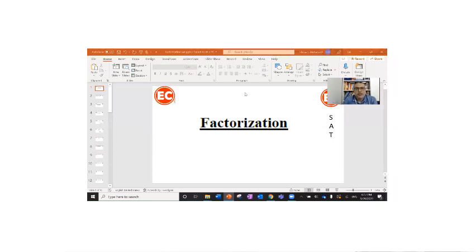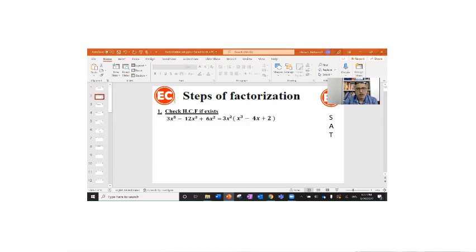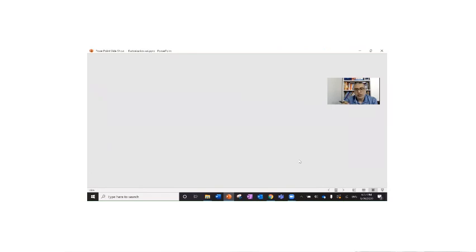Bismillah. Factorization and how to use the factorization method to solve SAT questions. Before we go to the factorization, all we have to understand is how we use it. If you have a question for factorization, there are some steps before you go to the question.